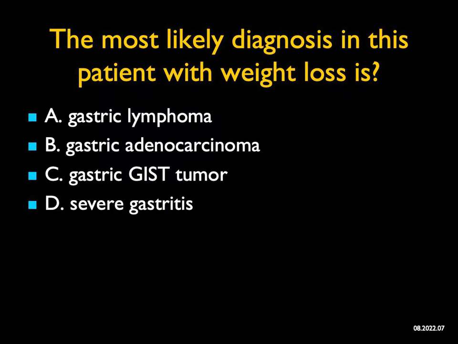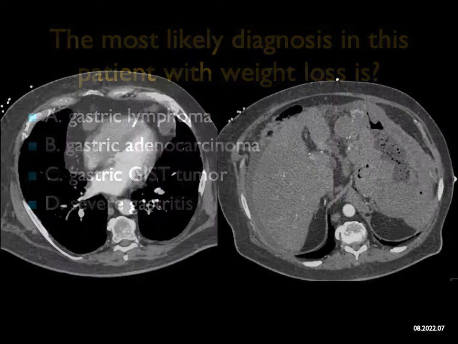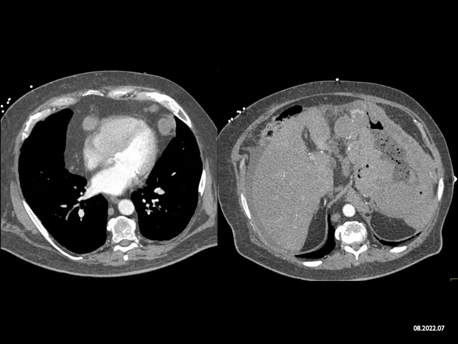The most likely diagnosis in this patient with weight loss is, well, you look at the stomach and you say, oh my goodness, the stomach is markedly thickened. When it's that thickened, my first thought is lymphoma. It's just too bulky for adenocarcinoma. GIST tumors are eccentric, and this surely is not gastritis.